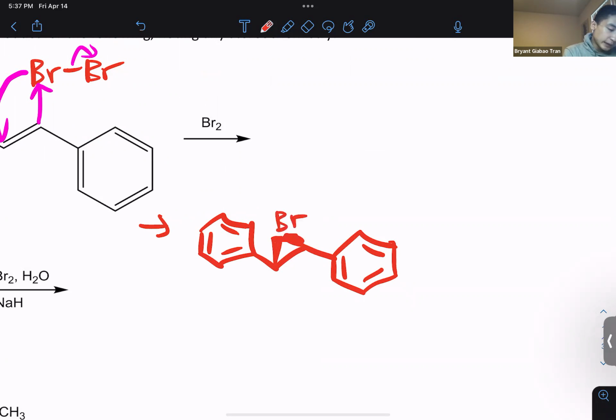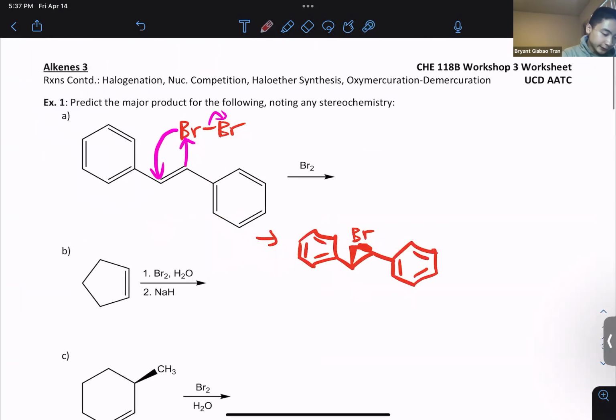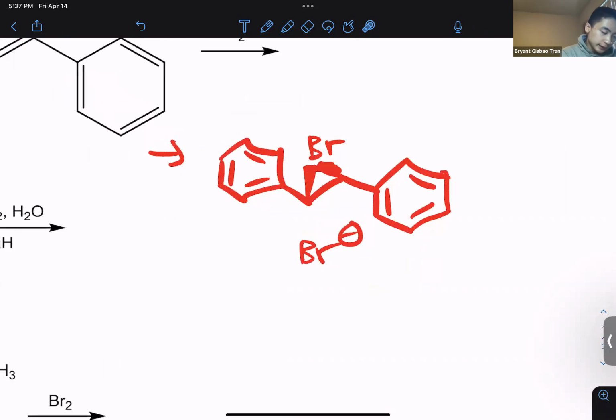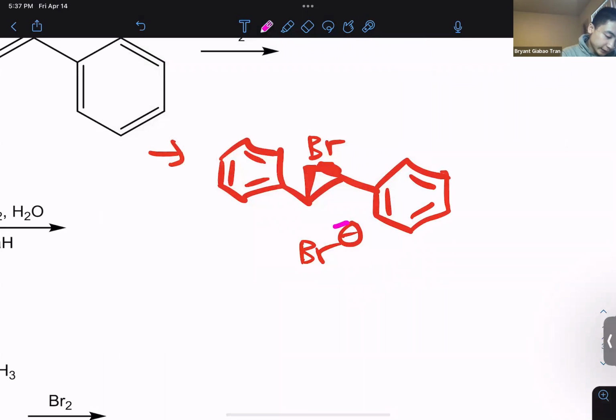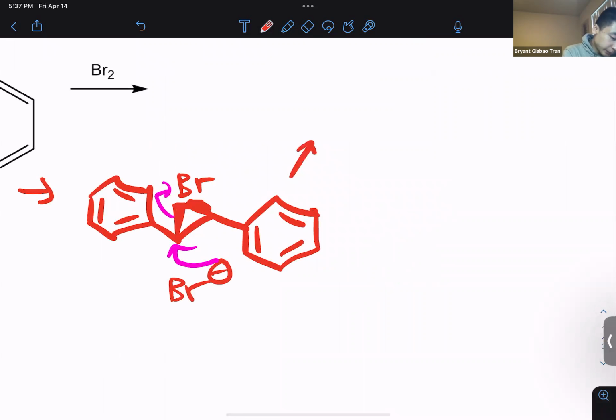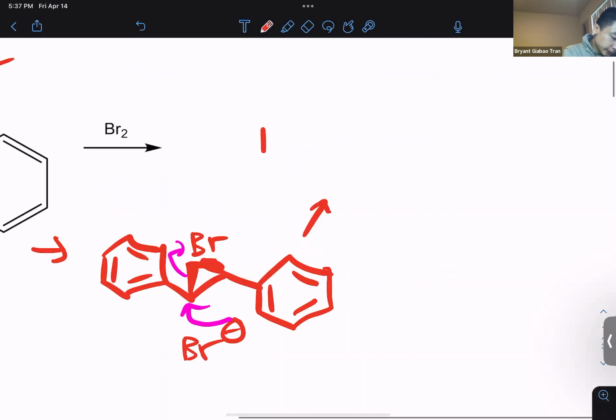And now, since we have this Br minus with no other competing nucleophiles, like no other water or alcohol competing nucleophiles, then this bromine minus ion will act as a nucleophile and attack either side of the bromonium ion and give us our product, where the bromines are added on opposite sides of each other, or anti-addition from each other.